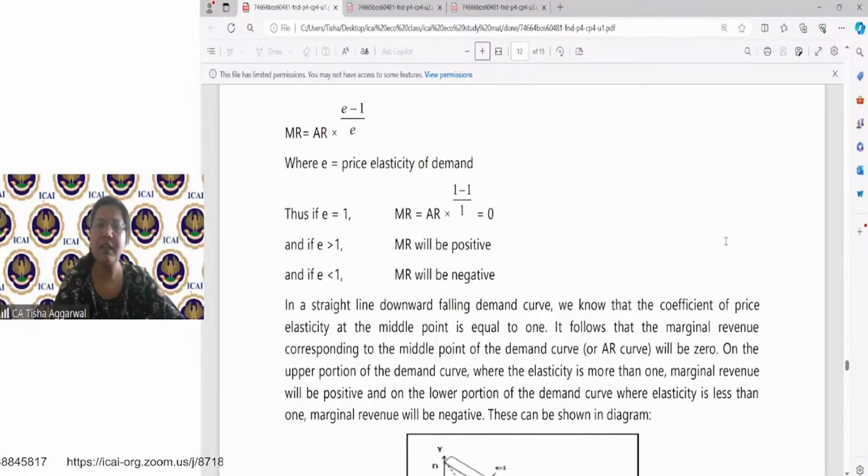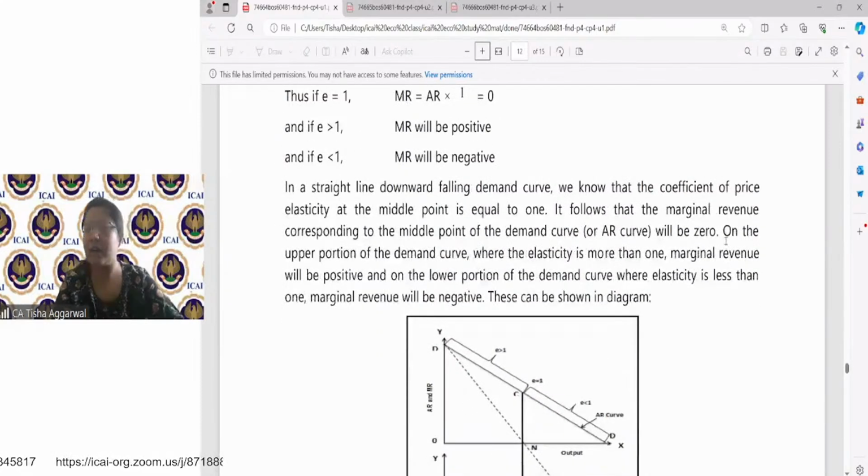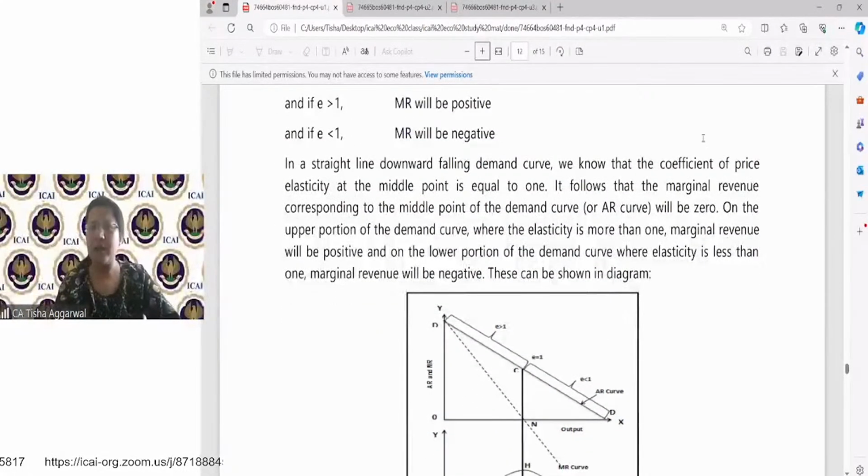So now let's first understand that if there is a demand curve, straight line downward falling demand curve, we know that the price elasticity at the middle is going to be equal to 1. You remember which chapter? Demand curve. In demand, which method? Geometric method of elasticity of demand. We knew that E is going to be equal to 1. Here E is going to be greater than 1 and here E is less than 1.